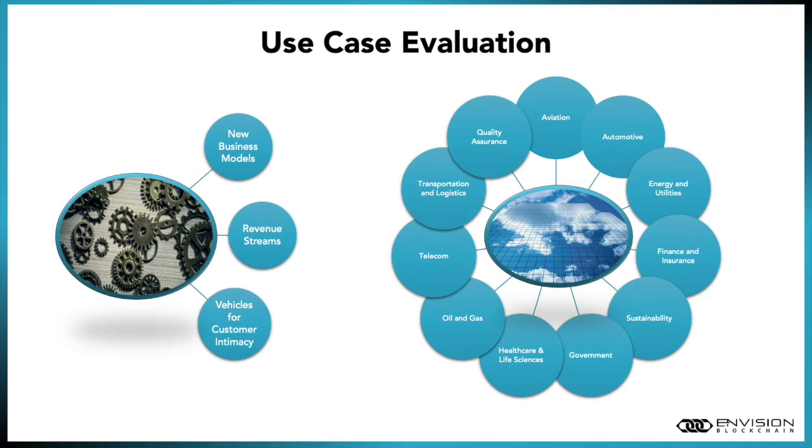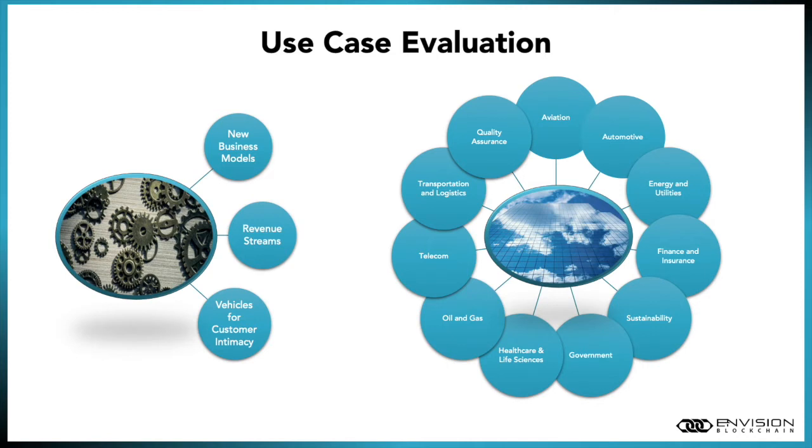So if you're in aviation, what are your new business models? What are your vehicles for getting closer to customer intimacy? Same thing with automotive. And you can keep asking yourself these questions. A lot of the applications that we're using to perform our day-to-day, maybe they're old, maybe they're stale, maybe there are new ways of doing things that would bring about some of these ideals you could see on the left-hand side: new business models, revenue streams, and vehicles for customer intimacy.